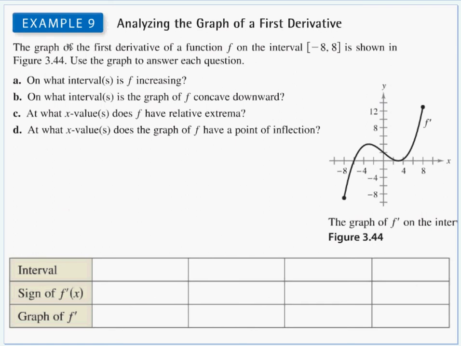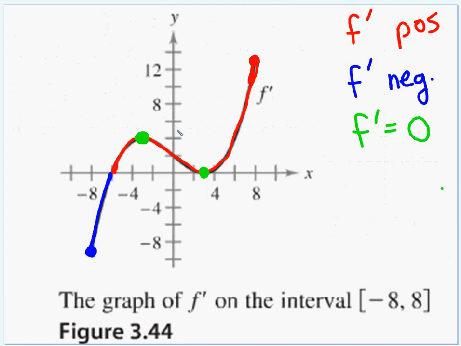Okay. That's it for the graphing ones. Now, these last two are just analysis of first derivative and analysis of second derivative. These can be tricky. They're kind of hard to wrap your head around sometimes. Example 9, we have a first derivative graph, and I sort of blew it up here, made it a little bit bigger, and I highlighted some stuff.